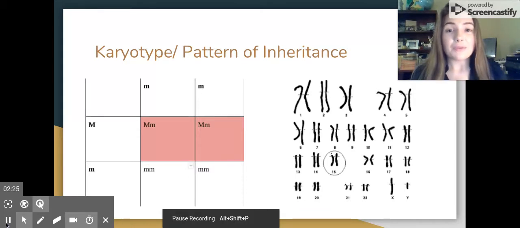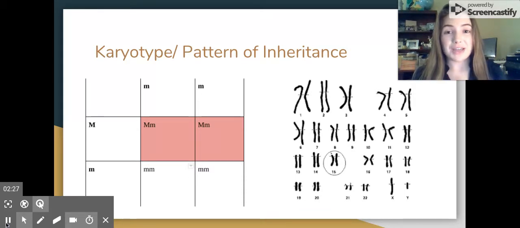On my right, I have what is known as a karyotype, which represents the chromosomes in a human body. But this specific karyotype is made for a person with Marfan's disease, because you can see that the 15th chromosome in this image is circled, because the mutation that causes Marfan's disease happens on the 15th chromosome with the fibrillin gene. So this is to give you a better image of where this actually takes place.